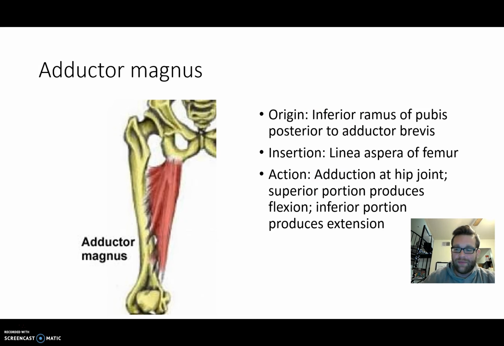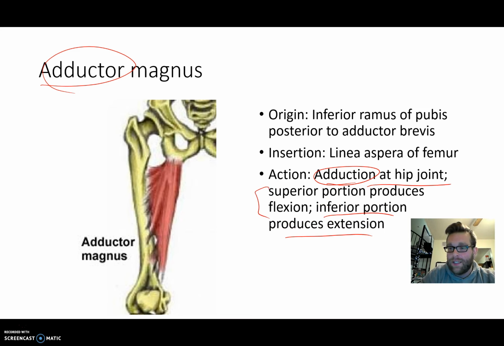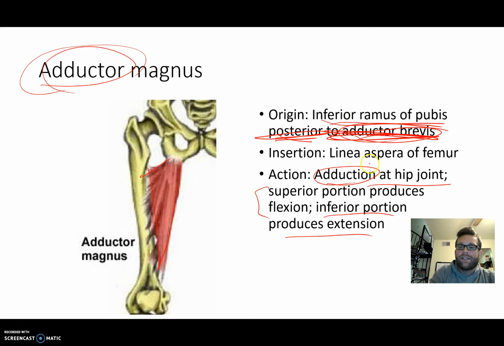The next one, so adductor longus is the longest one. Adductor magnus is the biggest one. So again, its action is going to be adduction at the hip. You can also say the superior portion produces flexion and inferior portion is extension. All of those deal partially with the knee and mostly with the hip. So adductor magnus, a large, wide muscle, starts on the inferior ramus of the pubis, posterior to adductor brevis. Again, you can ignore this part. Just focus on the inferior ramus of the pubis. And its insertion, again, along the linea aspera on the back of the femur. So again, intratrochanteric line, it continues down this way, and you've got the adductor magnus.